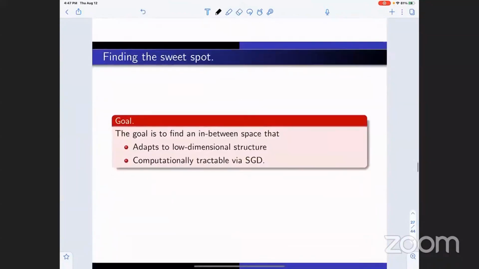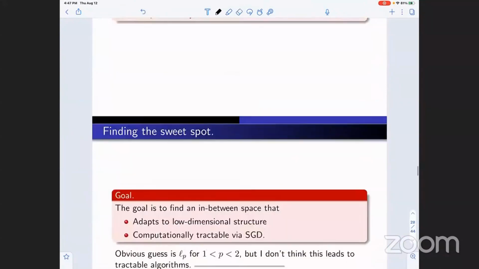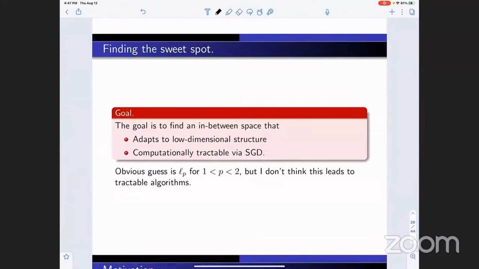Okay, so the goal you really want to do is try to find the sweet spot. You want to find an in-between space that adapts to low dimensional structure and is computationally efficient, preferably via SGD. So, the obvious guess when I thought about this a year or two ago is LP norms.